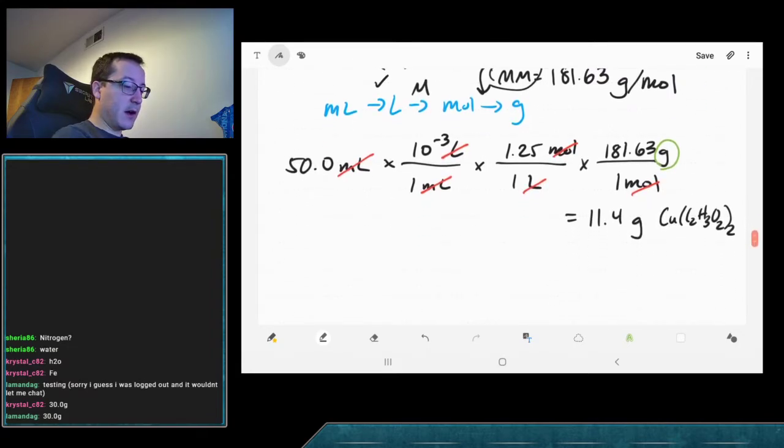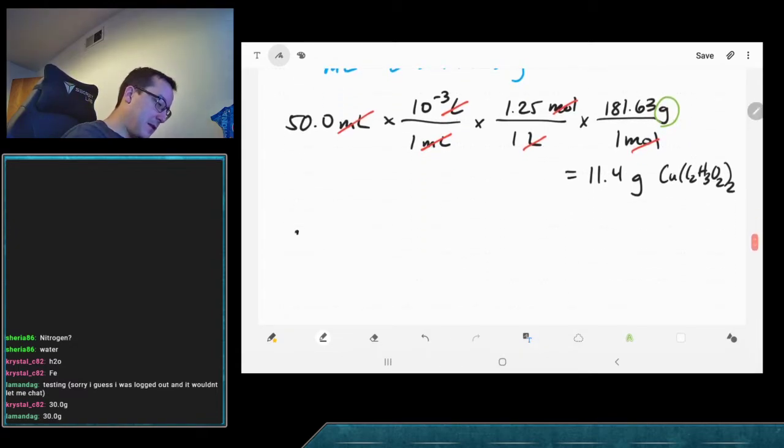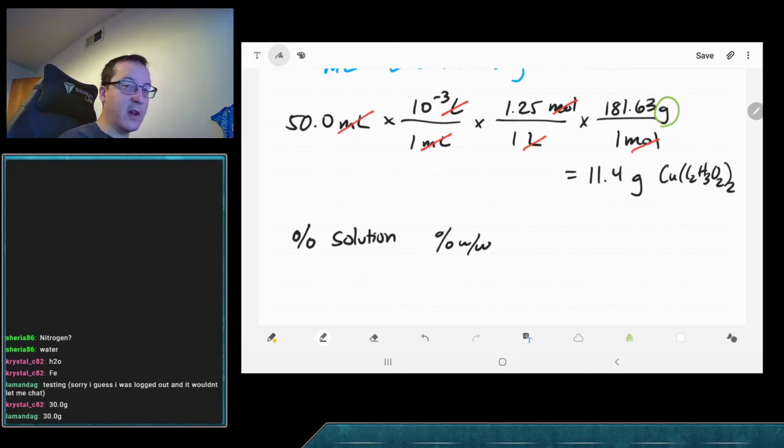There's another one that I don't like to teach, but I'll teach it to you anyway. It's going to be percent solution. This is often written percent weight per weight, which is called weight percent, I guess. You have different types: weight per volume, volume per volume. Who cares? Those are not common at all.